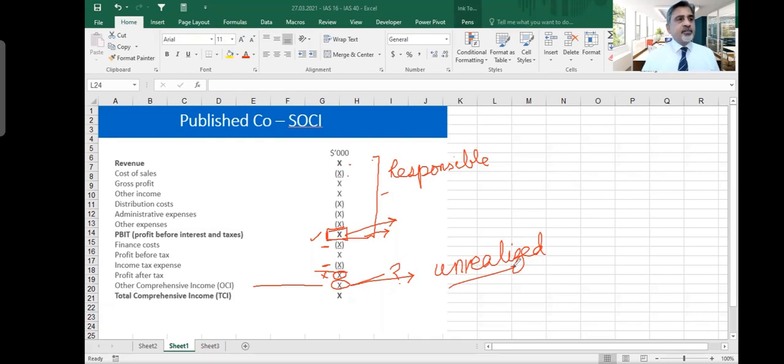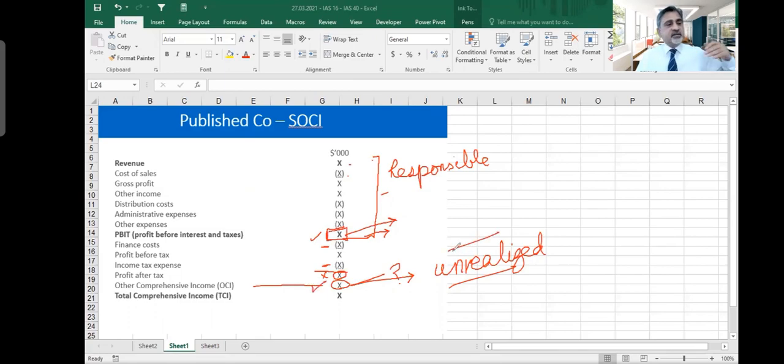Unrealized gains and losses. Unrealized means that the gain or loss has happened, but it has not been realized because you might not have sold the asset, or you might not have incurred that gain or loss. And it is possible that next year the property value may go down, may go up. So when you make a gain or loss on IAS 16, you put it here in OCI because it is unrealized gain and loss.